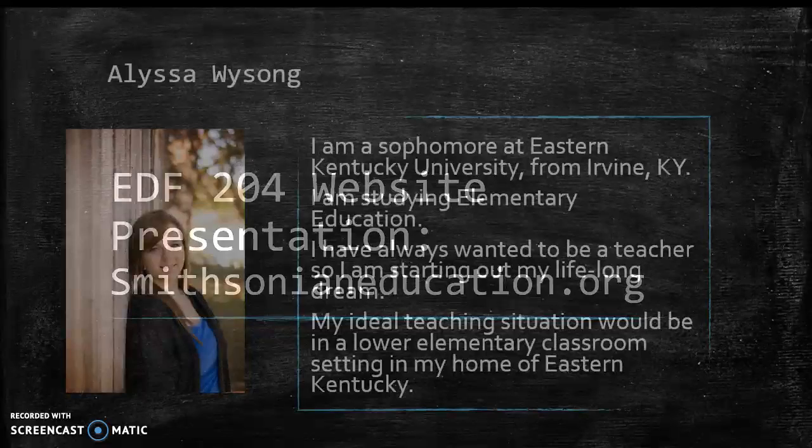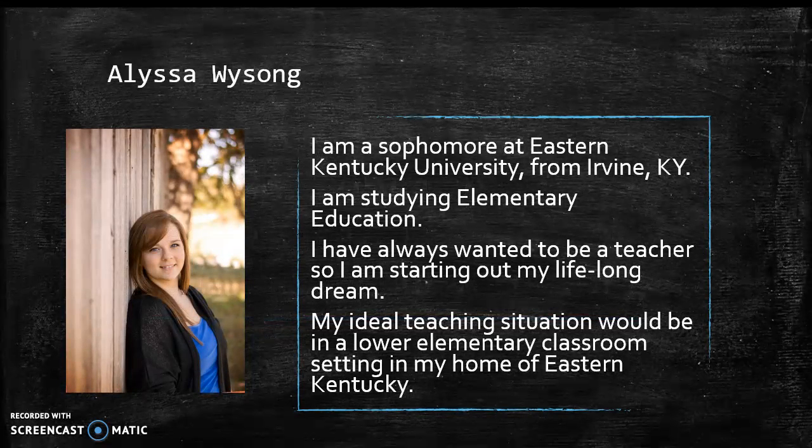SmithsonianEducation.org. My name is Alyssa Wysong, and I'm a sophomore at Eastern Kentucky University, and I'm from Irvine, Kentucky, which is about 20 to 25 minutes away from campus. I am studying and majoring in elementary education, which is what I've always wanted to do. My lifelong dream was to be a teacher, so I'm living out my dream. My ideal teaching situation would be in a lower elementary classroom setting, which I would hope to be in my home of Eastern Kentucky.